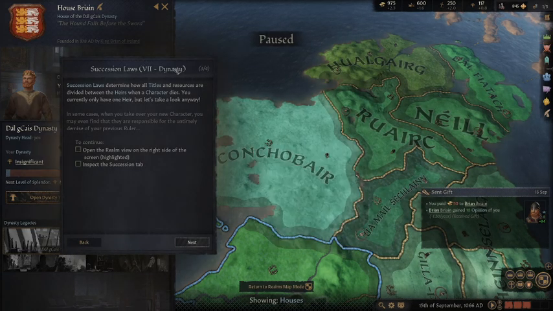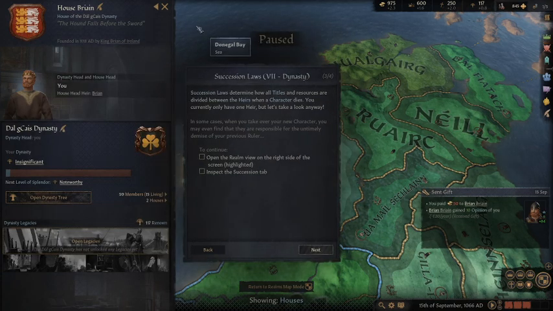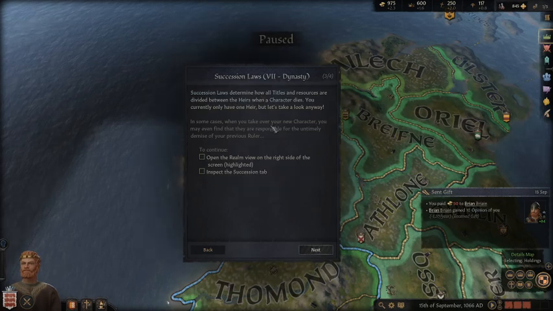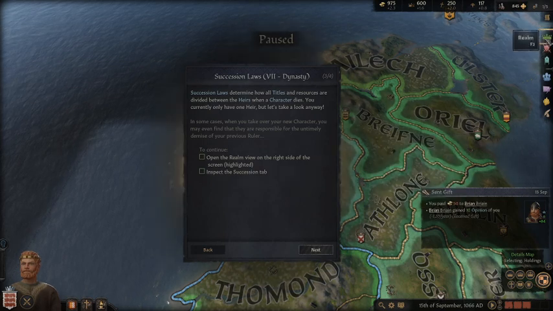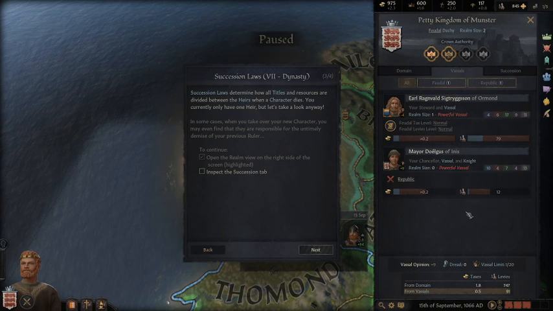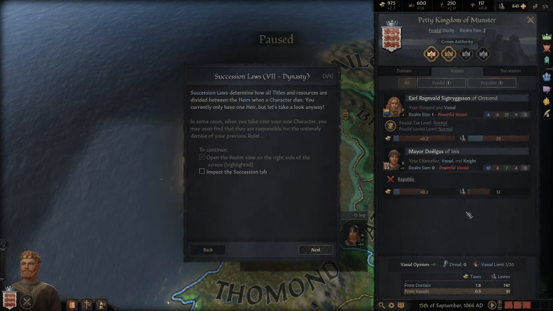Succession laws determine how all titles and resources are divided between heirs when a character dies. You currently only have one heir, but let's take a look anyway. In some cases, when you take over your new character, you may even find that they are responsible for the entire demise of your previous ruler. Open the realm view on the right side of the screen. Expect the succession tag.